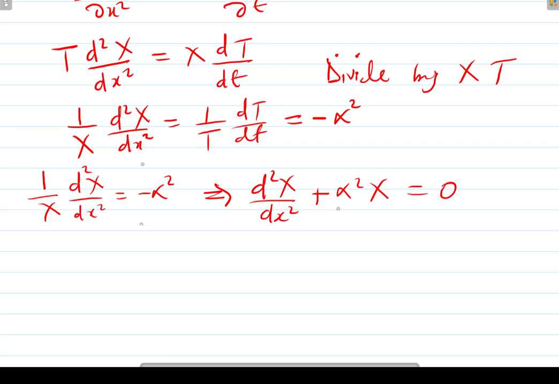Now this is a differential equation, an ODE of second order. So we need the auxiliary equation. The auxiliary equation for this one will be m squared plus alpha squared equals 0. You can compare the auxiliary equations up there. Once you solve this auxiliary equation, it implies that m will be equal to plus or minus i alpha. This is a complex number.